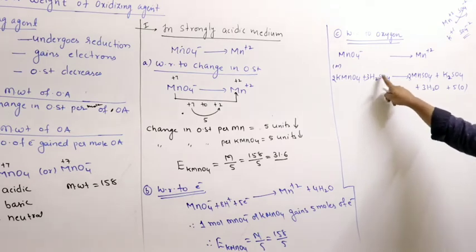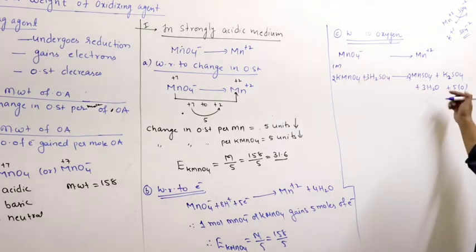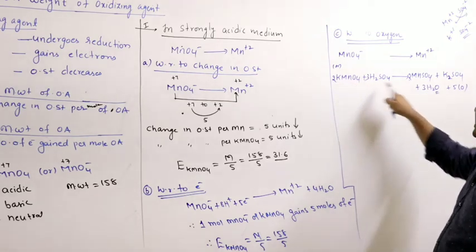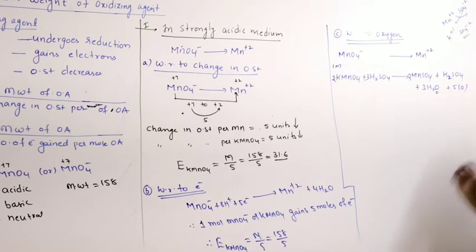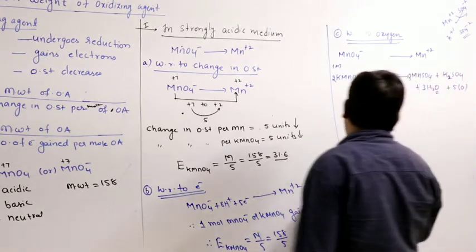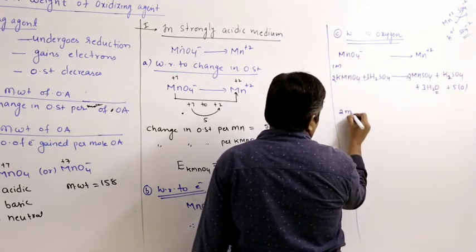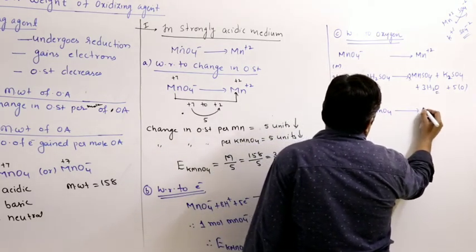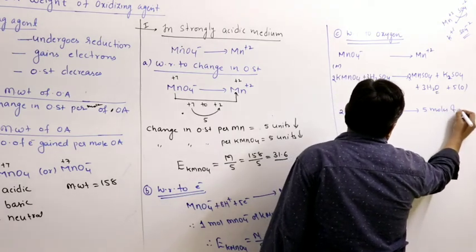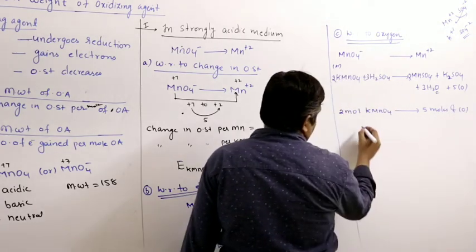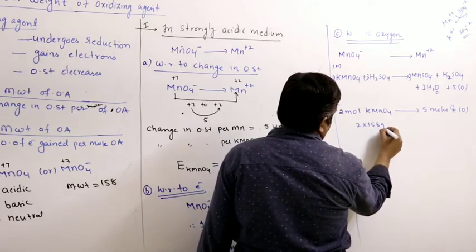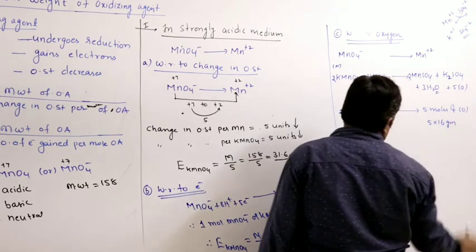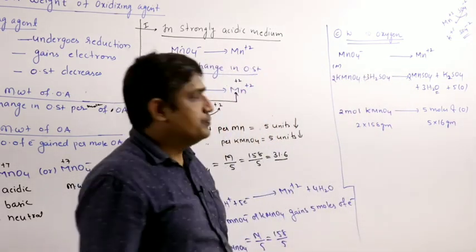So 3 H2SO4. These hydrogens are removed as water. From where will you get this oxygen? 2 into 4, 8 oxygens are there. Out of this 8, 3 are written here, and what is left over is 5. So 2 moles of KMnO4 produce 5 moles of nascent oxygen. So 2 into 158 grams produces 5 into the atomic weight of nascent oxygen, which is 16. There is only one O, not O2.